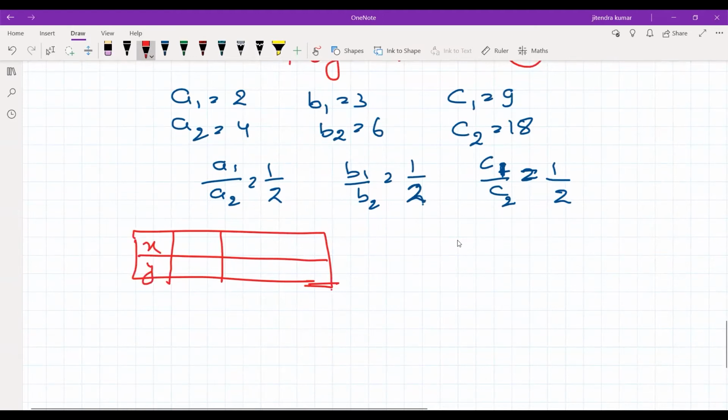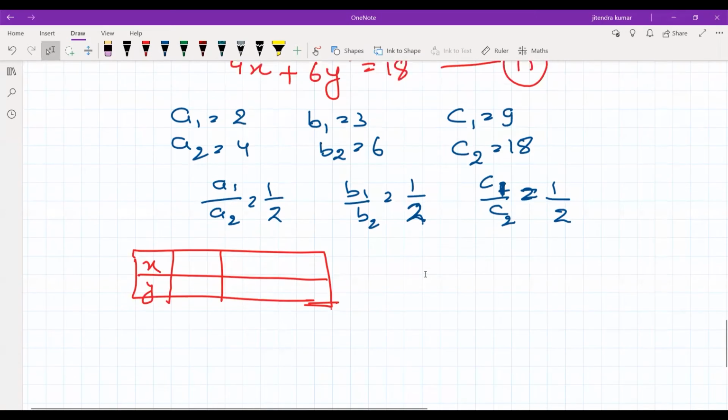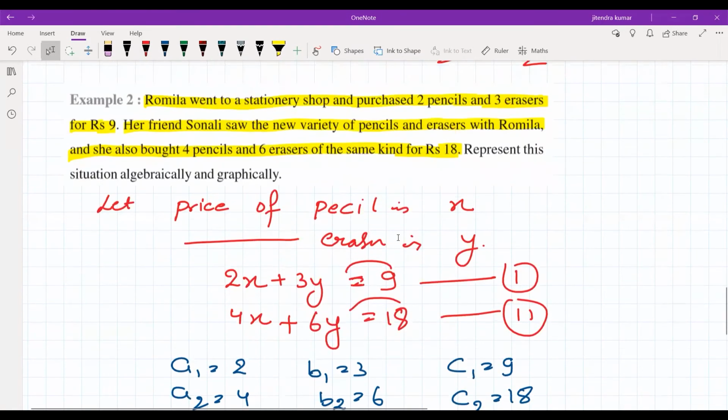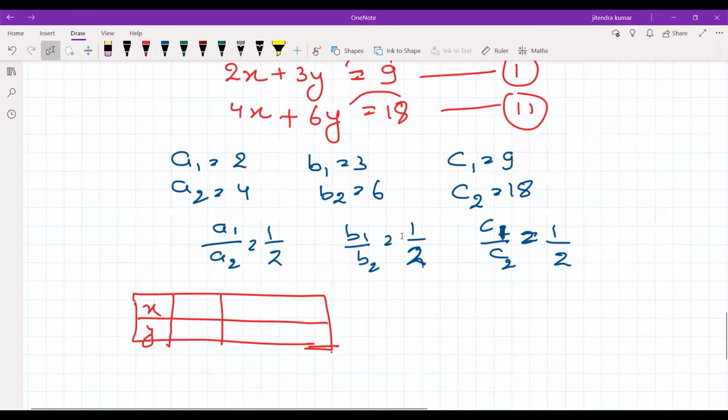Okay, so here we just have to find the value of x and y, and all of you have already done this part in class 9 also. So just put the value of x and y here and find two values of x and y, and we can draw the graph, and you can see whether it is representing the same line on graph paper or not.